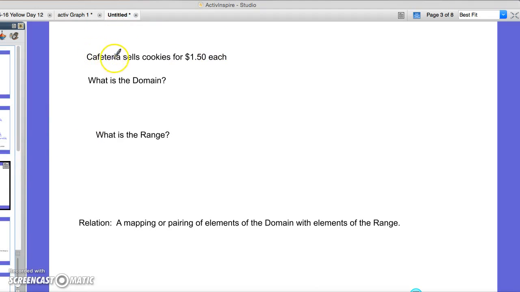So here's an example. The cafeteria sells cookies for $1.50 each. What is the domain? So that means what values of x could we have? In this case, cookies are the independent variable. So what values could we buy of cookies? Well, I'm going to list elements of our domain. We could buy 1 cookie, or 2 cookies, or 3 cookies, or 4 cookies, etc.